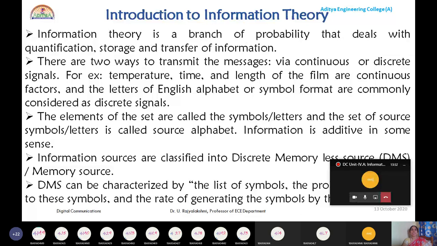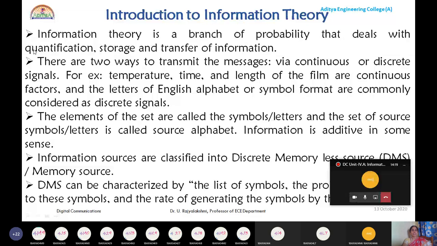That expectation can be obtained by this branch. It's like a probability condition where you can assess the value. It may or may not be perfect, but that expected value you can evaluate by using probability. That's why we say that information theory is a branch of probability that deals with quantification, storage, and transfer of information.